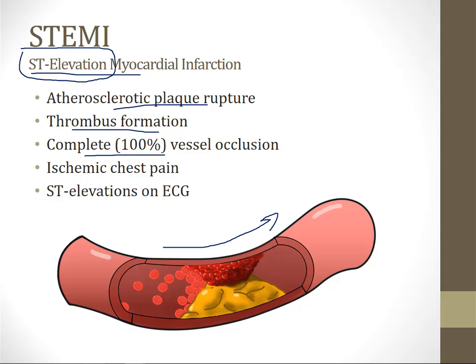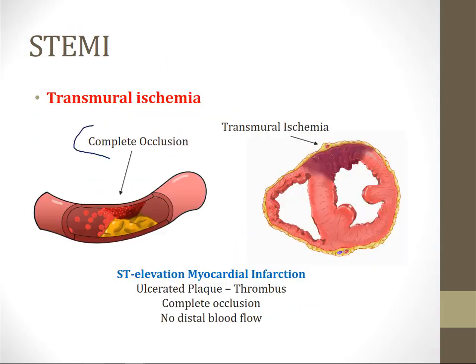Because of the vessel occlusion, there is ischemia and ischemic chest pain, and as I said before, there will be ST segment elevations on the surface ECG. This is the hallmark of a STEMI. In patients who have a STEMI with complete occlusion of a blood vessel, there will be what's known as transmural ischemia of the left ventricle in the territory supplied by the occluded vessel. Transmural means that the entire wall is ischemic, and this is also different from NSTEMI and unstable angina.